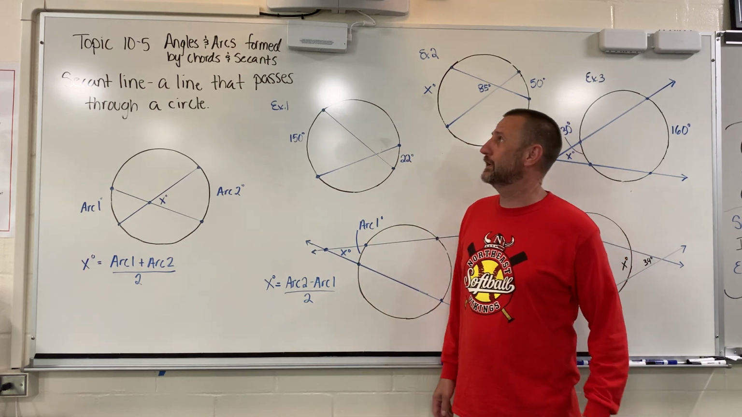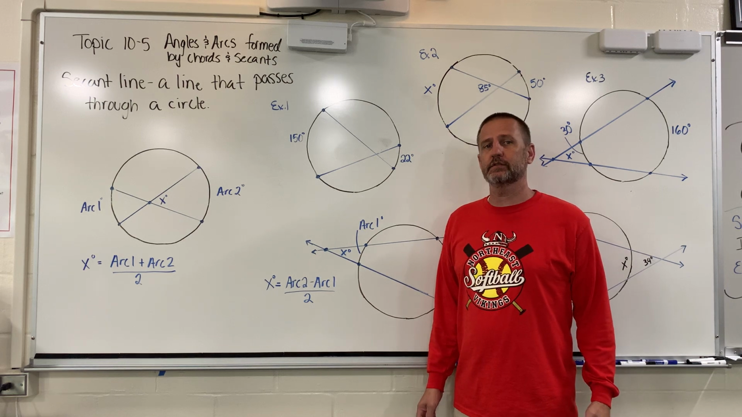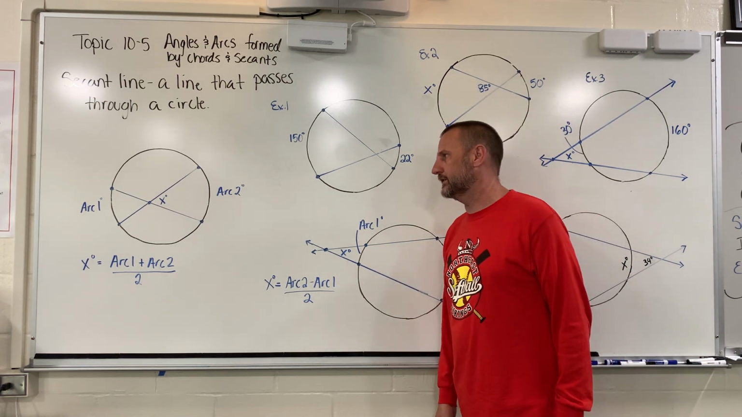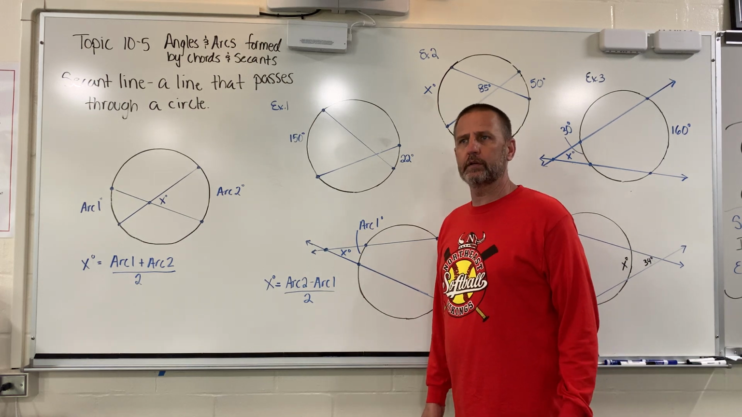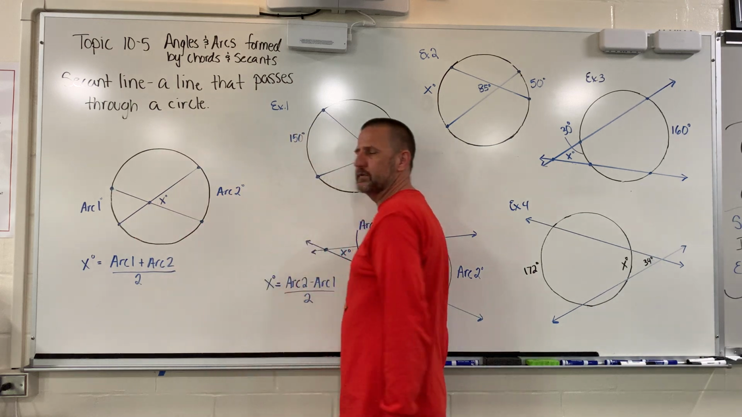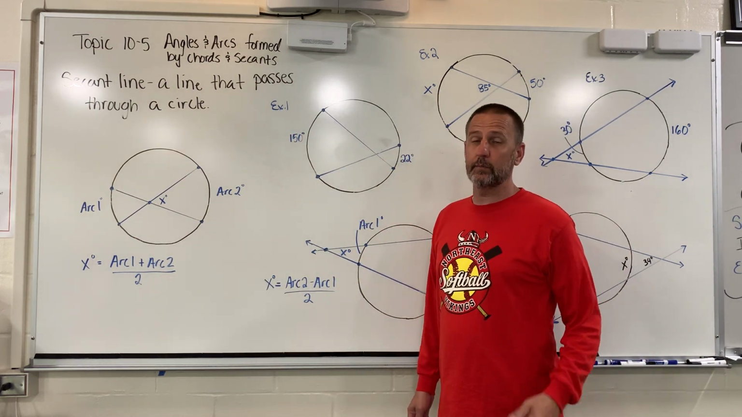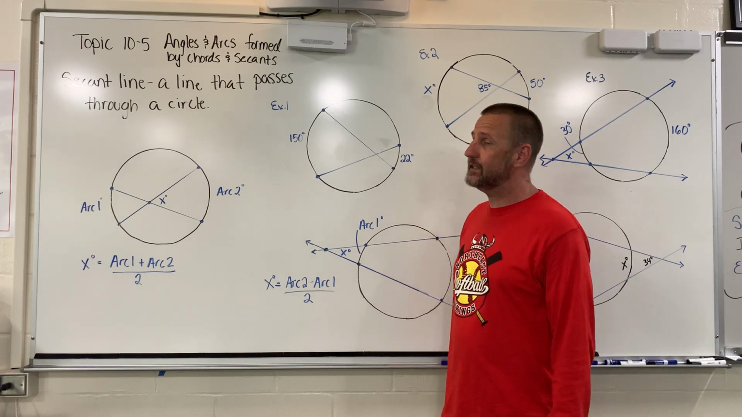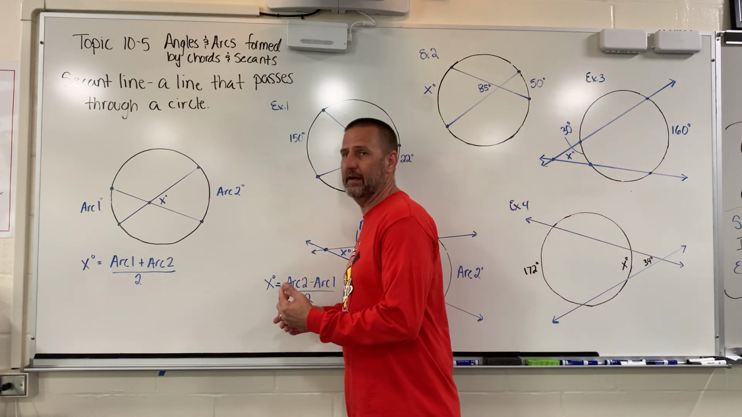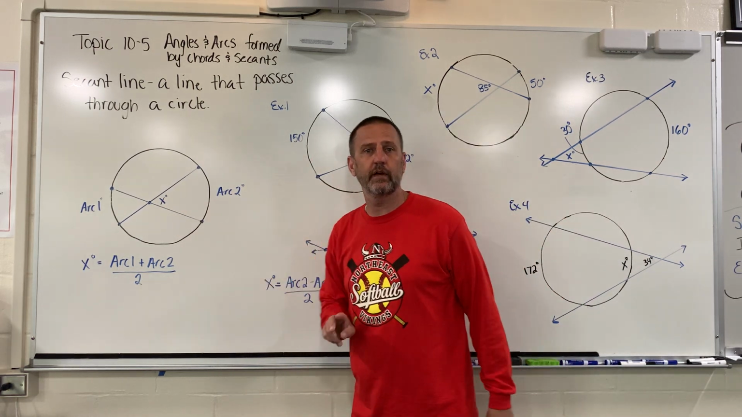Today we're going to be looking at angles and arcs formed by using chords and secants in a circle. We've gone over chords in our last lesson. A chord is the segment that intercepts the circle at two locations. Today we're going to introduce a new term called a secant, and a secant is a line, not a segment, but a line that intersects a circle at two locations.